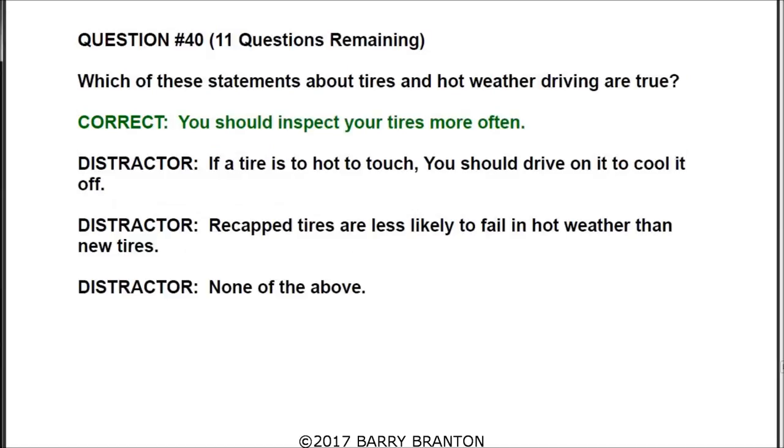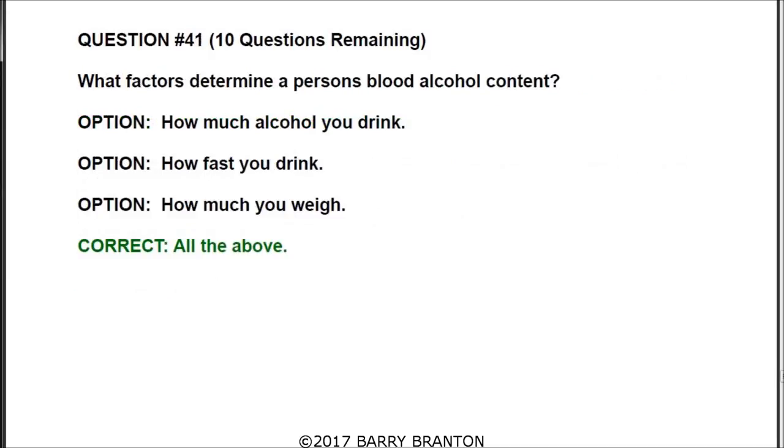Question number 40. Which of these statements about tires and hot weather driving are true? The correct answer is, you should inspect your tires more often. Question number 41. What factors determine a person's blood alcohol content? And the correct answer in this particular question is all of the above.